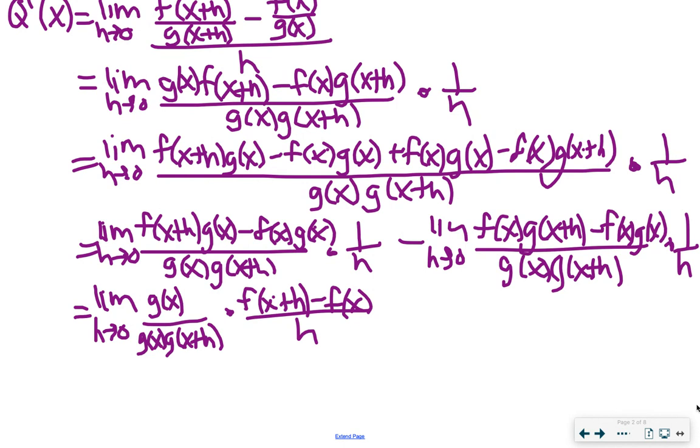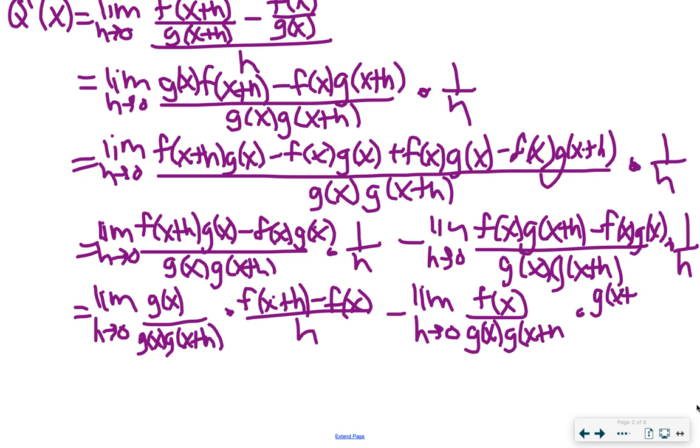Well, hopefully that looks a bit familiar. f of x plus h minus f of x all over h as the limit h approaches 0. If I do the same thing for my second limit here, I can factor out that f of x on top, with my denominator of g of x times g of x plus h. That's being multiplied by what I have left up top, which is my g of x plus h minus g of x over my h, which again should hopefully look familiar.